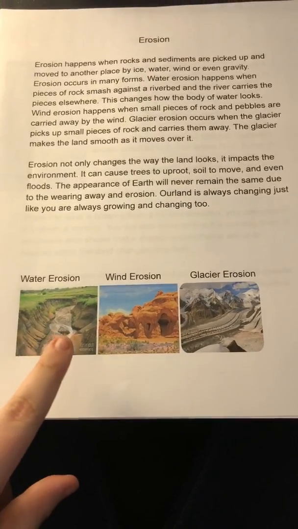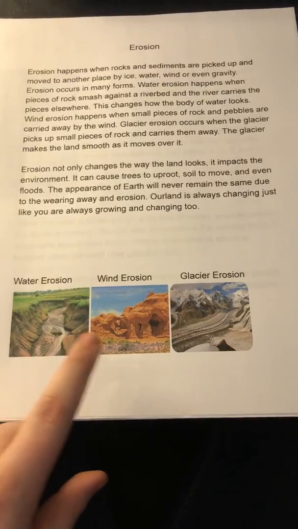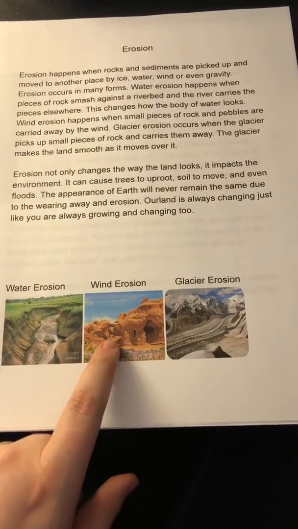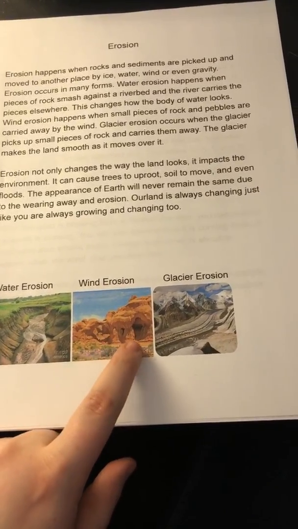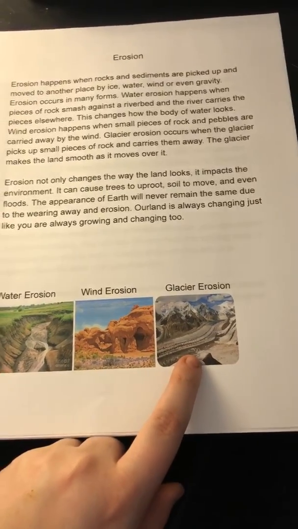So right down here, this picture is a picture of water erosion. This one is wind erosion. You can see the holes that are coming through the caves. And then this right here is glacier erosion.